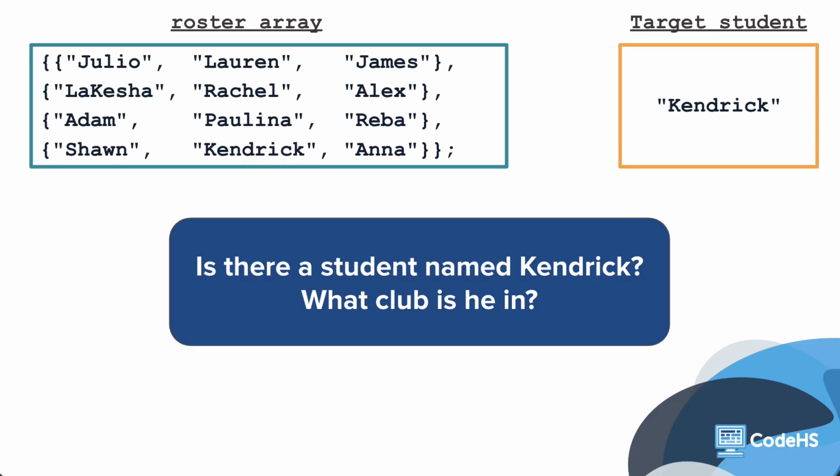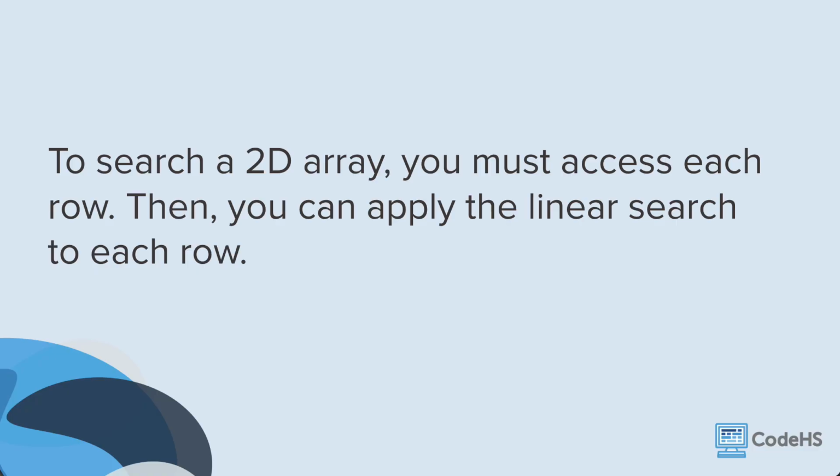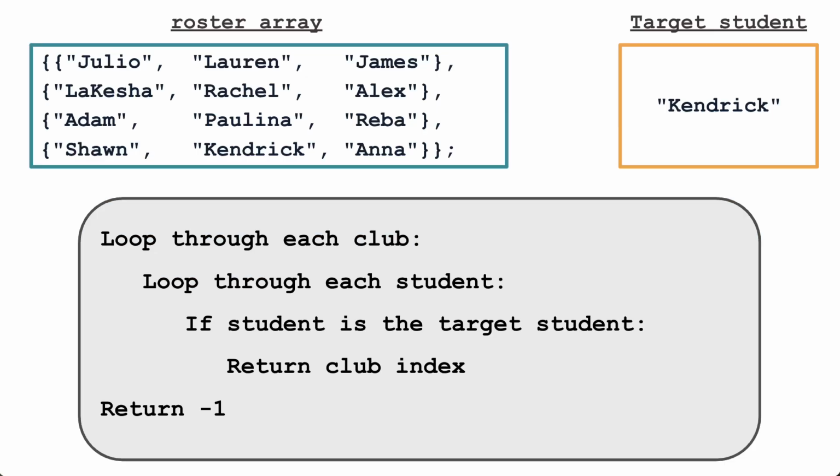This is a great opportunity to use a linear search algorithm. To search a 2D array, you must access each row. Then, you can apply the linear search to each row. Let's see this in action. The pseudocode for this algorithm would look like this. Loop through each club, loop through each student. If student is the target student, return club index.